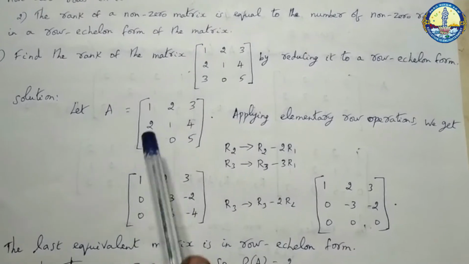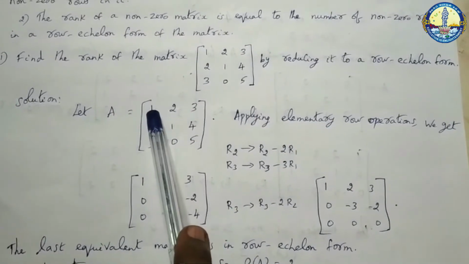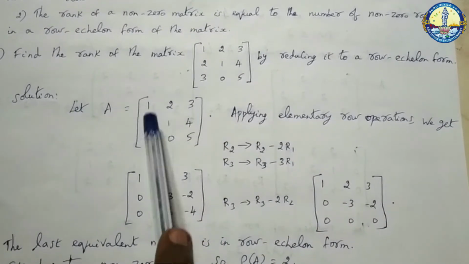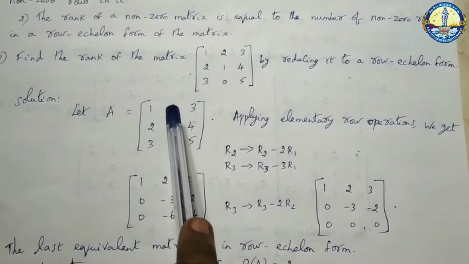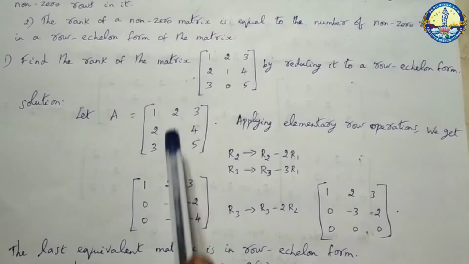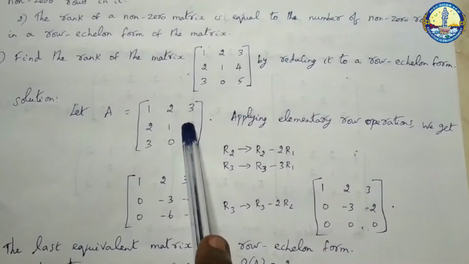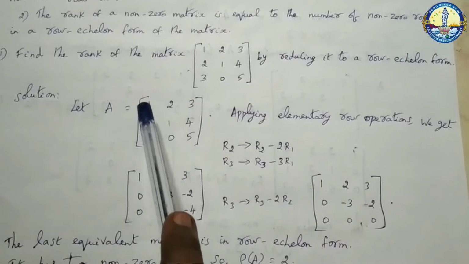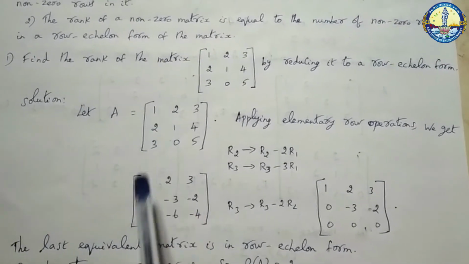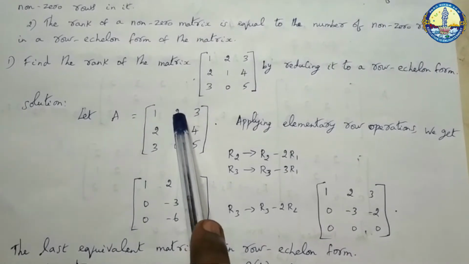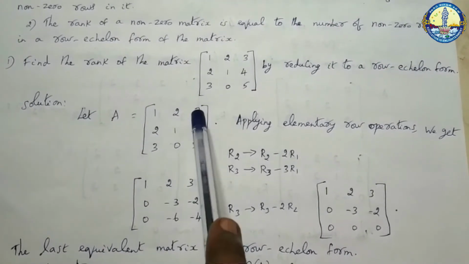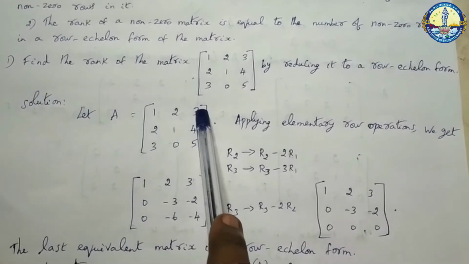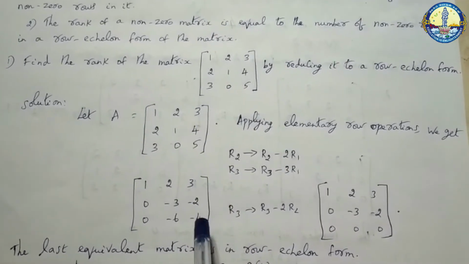So I write 2 minus 2. Here 1, 2, 3 multiplied by 2 gives 2, 4, 6. So 2 minus 2 is 0. 1 minus 4 is minus 3, and 4 minus 6 is minus 2. Similarly, 3 minus 3 is 0. Then 0 minus 6 is minus 6, since 2 threes are 6. And 5 minus 3 into 3, 3 threes are 9, sorry, 5 minus 9. So 5 minus 9 becomes minus 4.